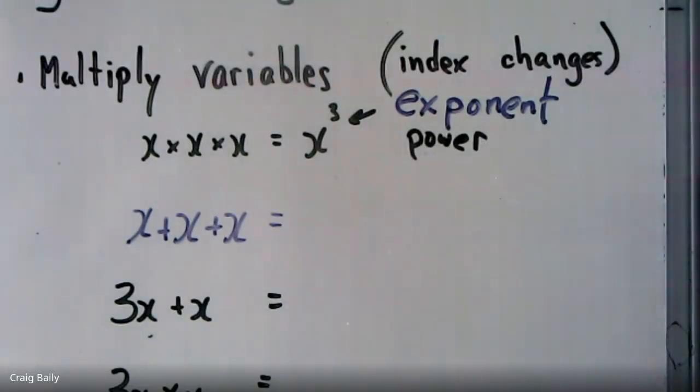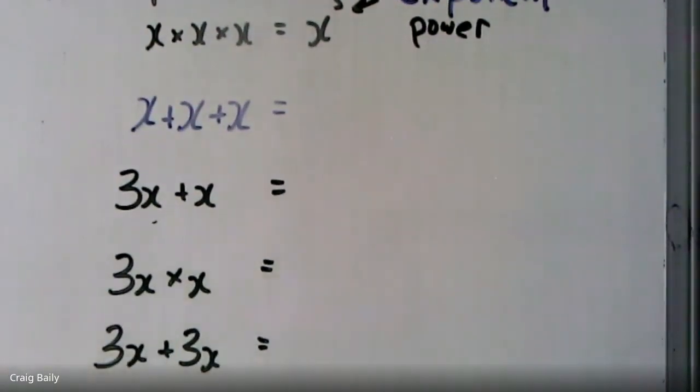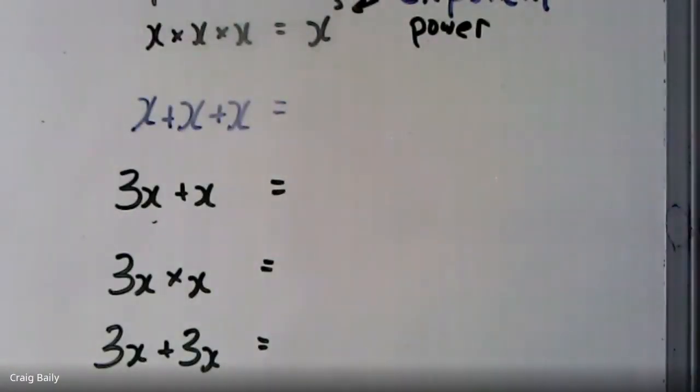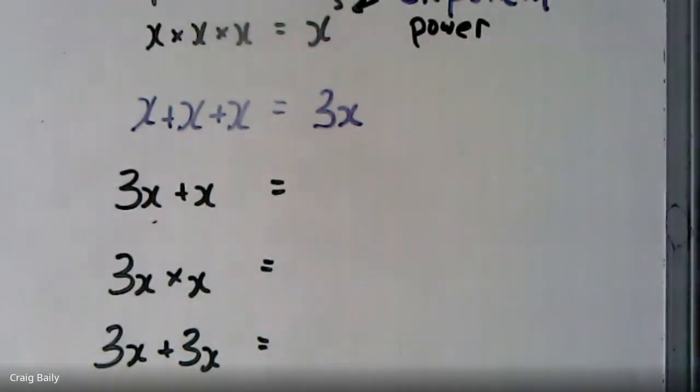And I would encourage you to write these in your notes, even pause the video so you can write them down before I go over them. This is going to be good practice for us. So x times x times x, that's x to the power 3. But if I'm adding x plus x plus x, and you're adding, only the coefficient changes, so those are 3x.